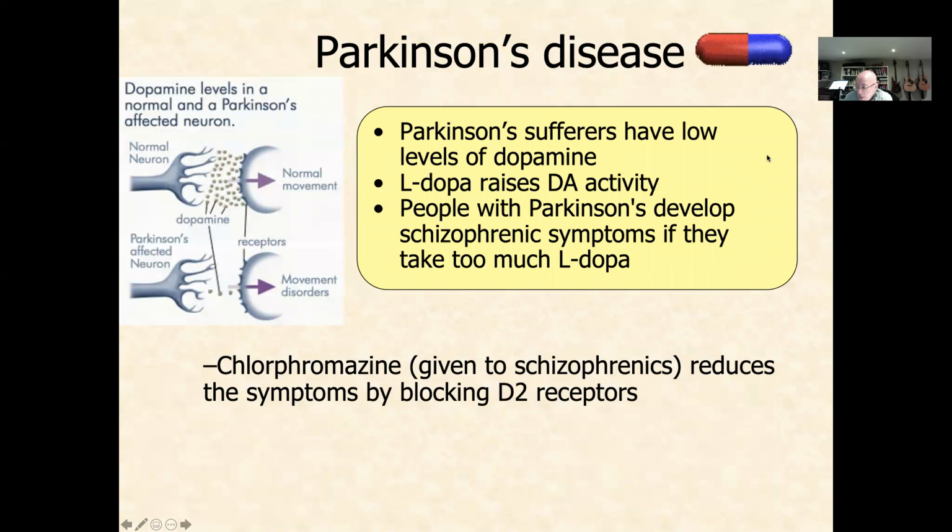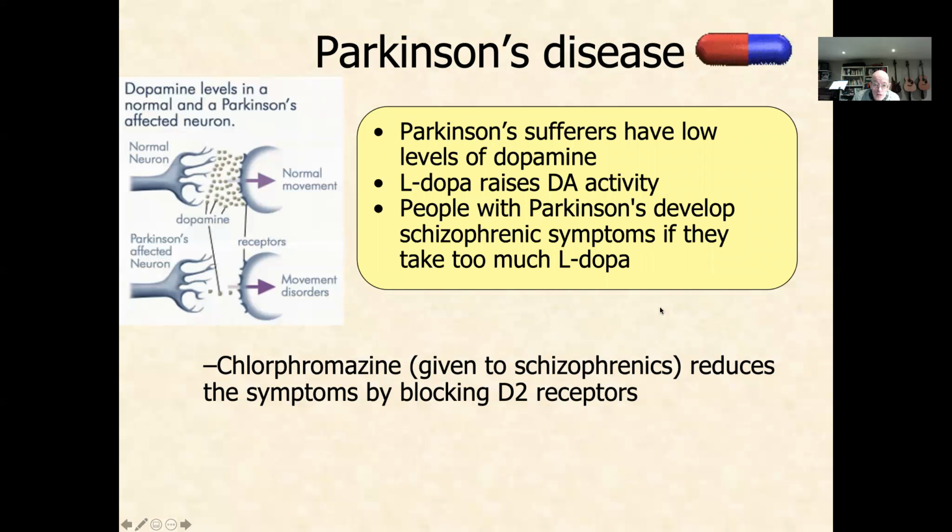People with Parkinson's disease have got low levels of dopamine. And what has been found is that by giving people a drug that was remarkable, known as L-DOPA, that increases dopamine activity, it actually helps people with their symptoms. However, if they take too much L-DOPA, raising their levels of dopamine even further, then they start developing schizophrenic symptoms too. So we can see here there's a fairly straightforward link between increasing the level of dopamine and increased schizophrenic symptoms.